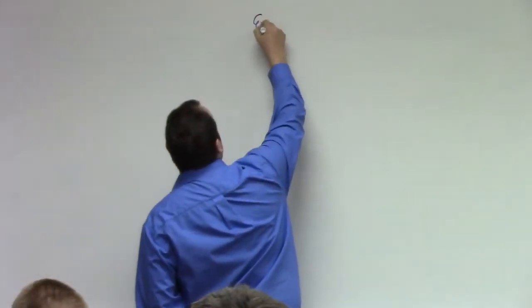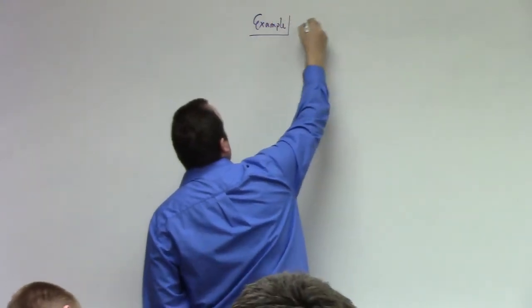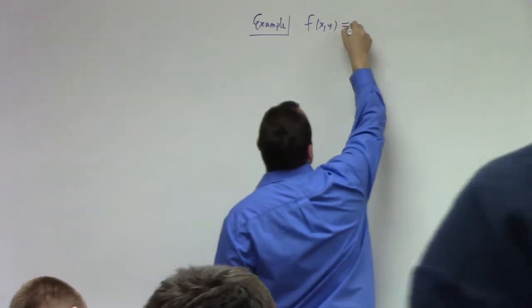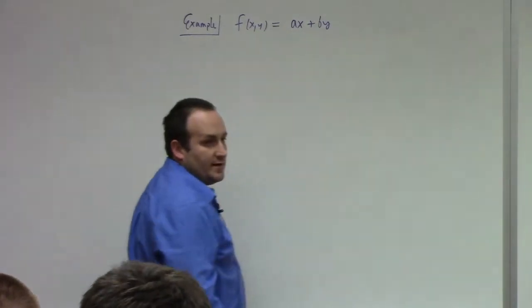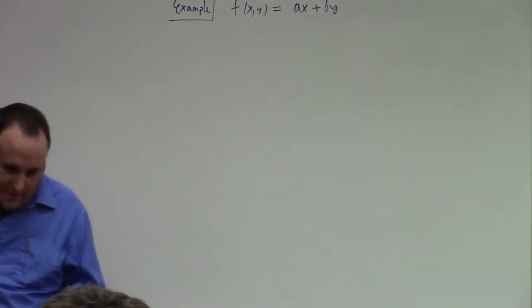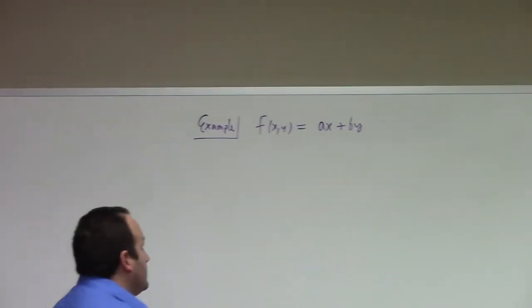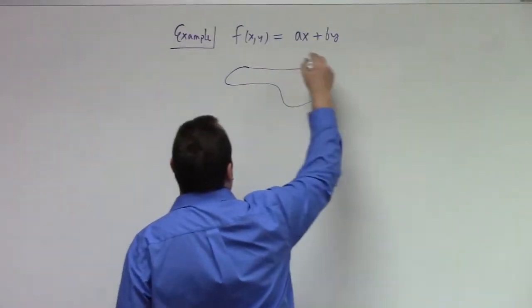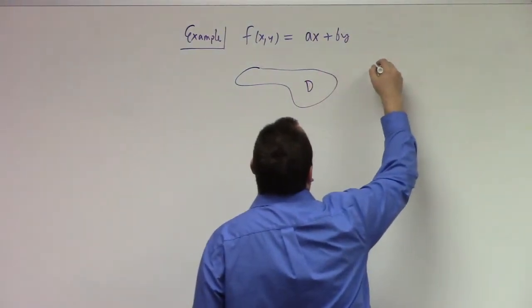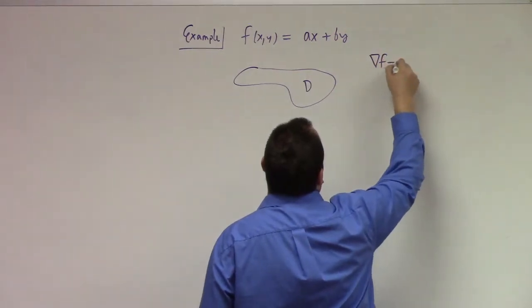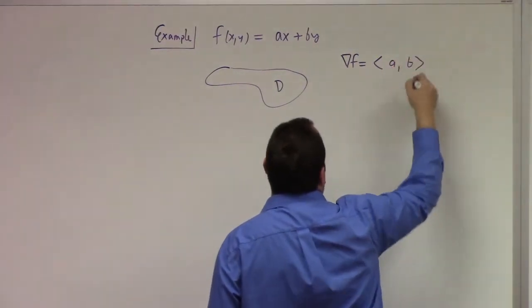You guys got questions? I will say this. One last example. If I have f of x comma y equal to, I don't know, ax plus by, and I want to do something like maximize that on some region, then if I look at the gradient of f, what do I get? Right?